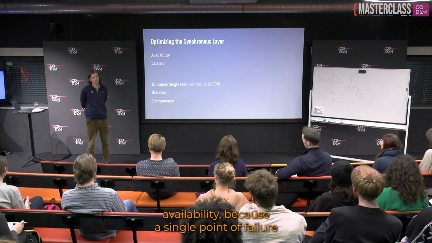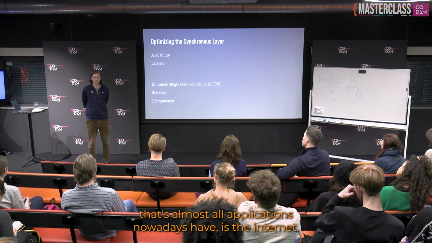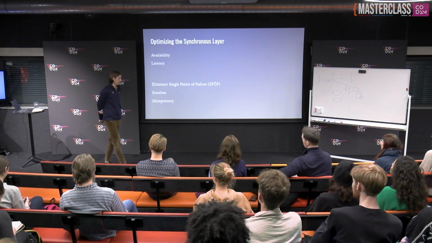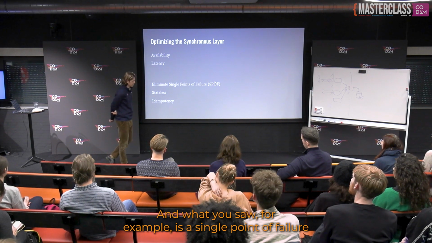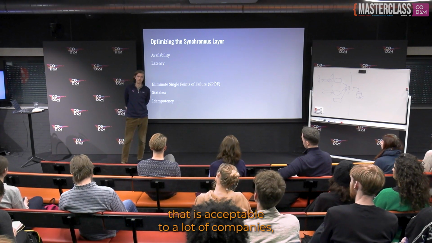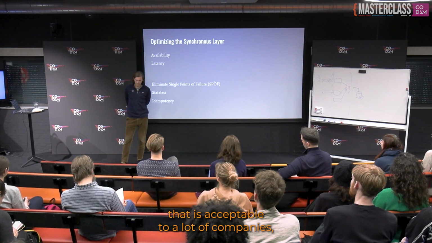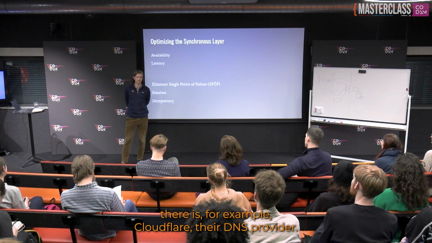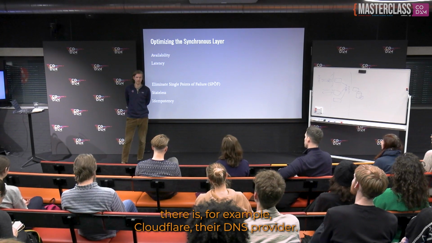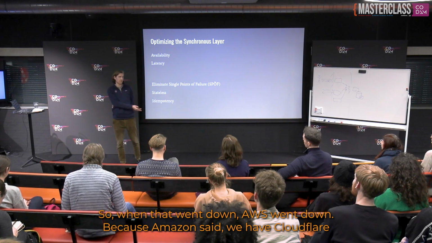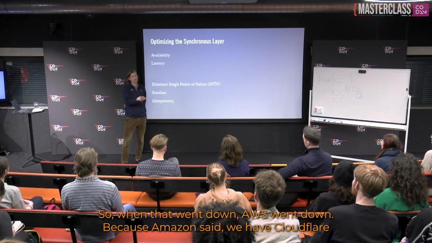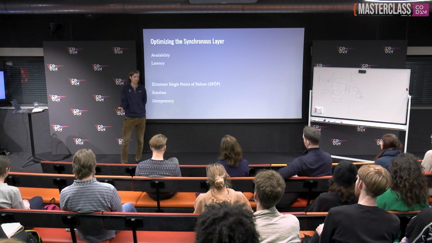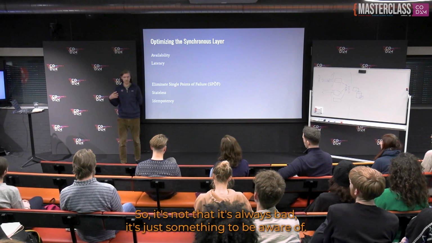That's why no one guarantees 100% availability, because a single point of failure that almost all applications nowadays have is the internet, right? And what you saw, for example, is a single point of failure that is acceptable to a lot of companies, for example, Cloudflare, right? Their DNS, I think, DNS provider. So when that went down, AWS went down, because Amazon said, we have Cloudflare as a single point of failure, but it's acceptable to us, right? So it's not that it's always bad, it's just something to be aware of.